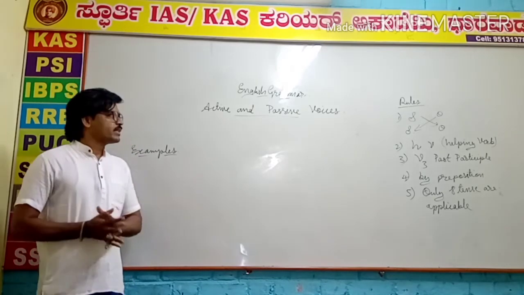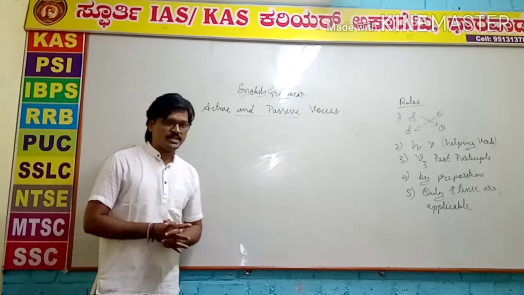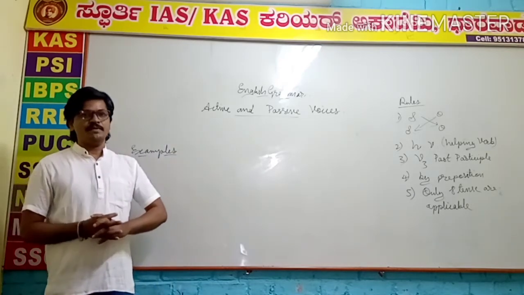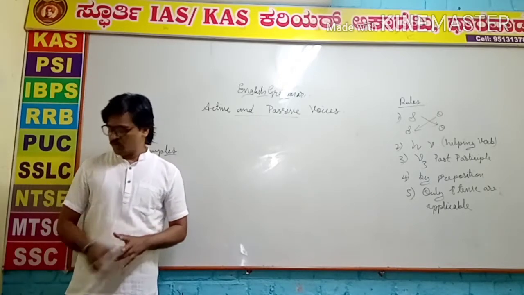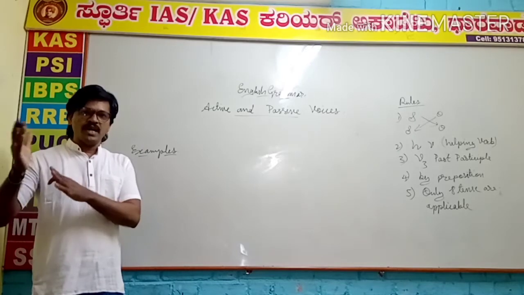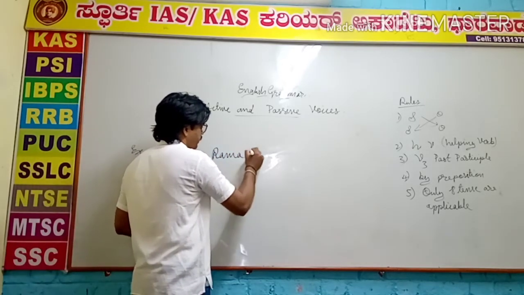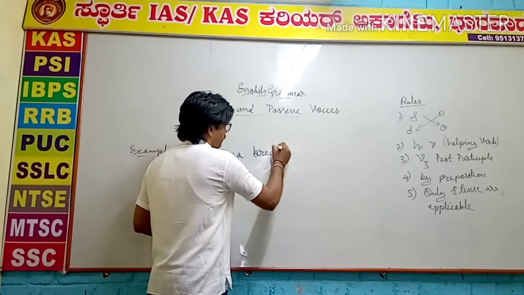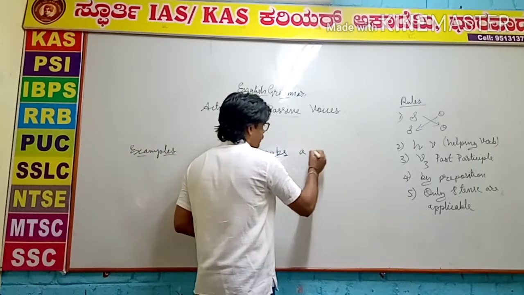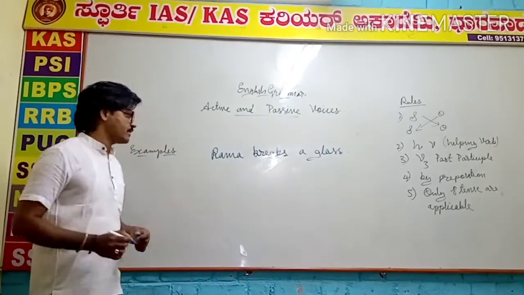Okay, let's come to the first point: what is active voice and passive voice? What is active voice? In a sentence, you know that there is subject, verb and object. For example, Rama breaks a glass. This is one sentence.